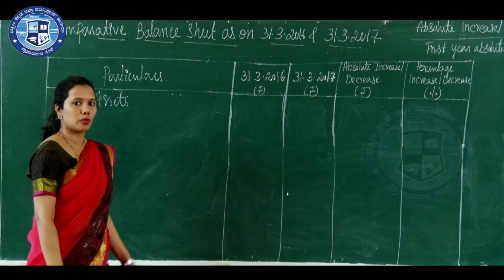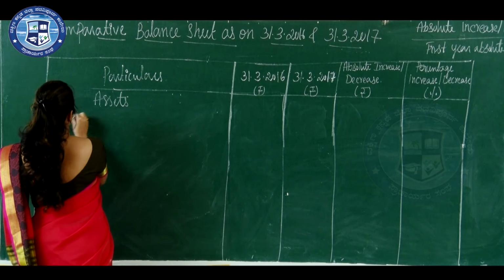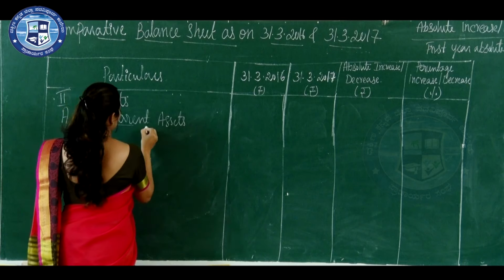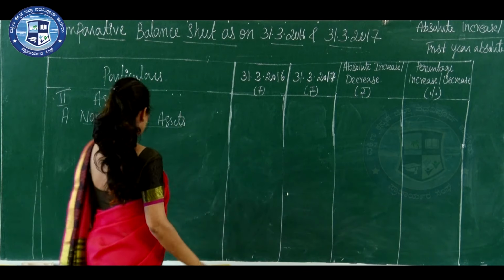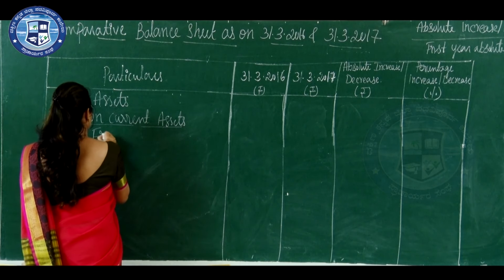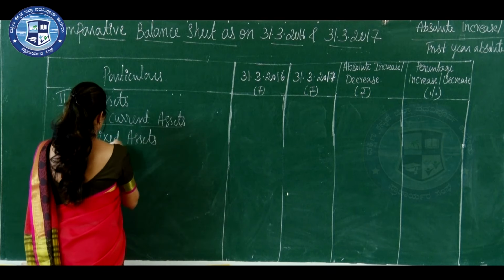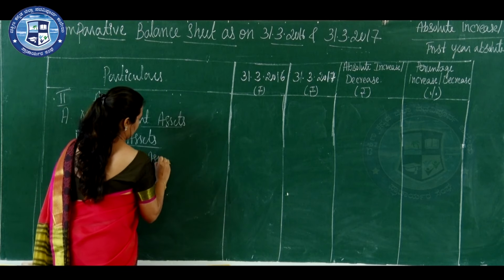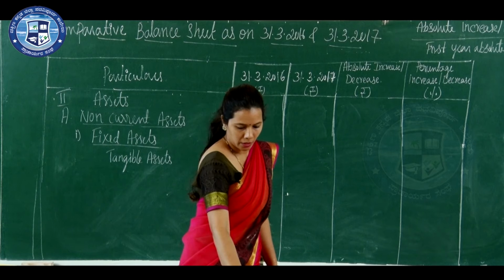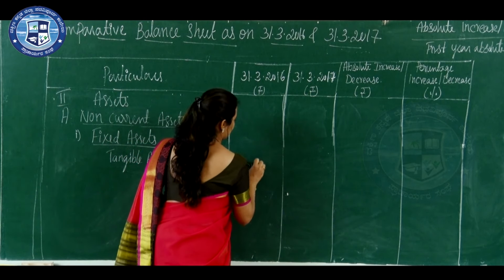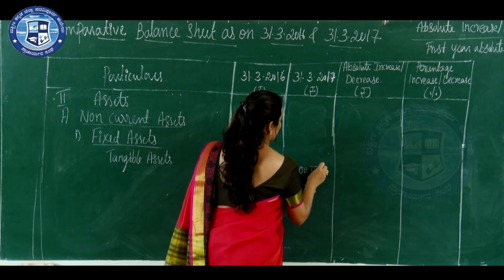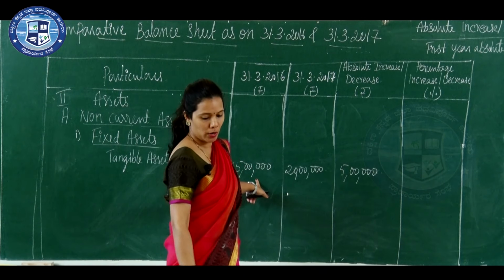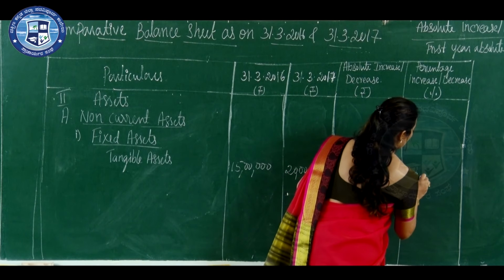Assets are broadly classified into non-current assets and current assets. Under non-current assets, we have fixed assets, which are classified into tangible and intangible. So tangible assets: 15 lakhs and 20 lakhs. The difference is 5 lakhs. Again 5 lakhs divided by 15 lakhs into 100. You get 33.33 percent.